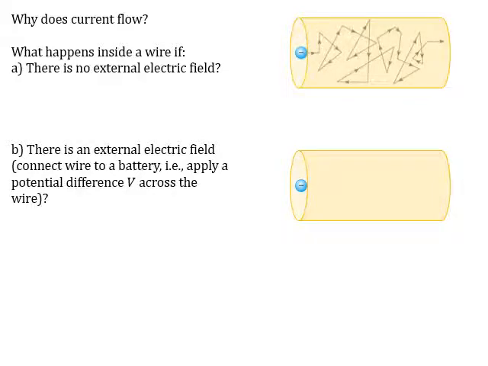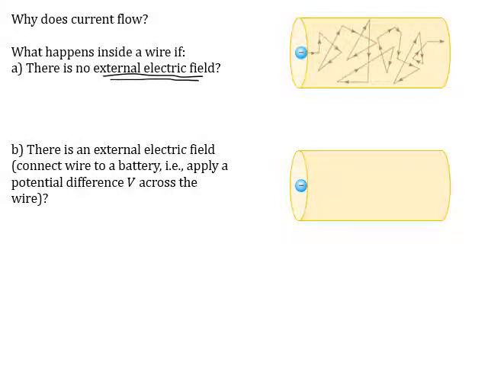The next thing we'll talk about is why does current flow? All of our work so far has been conductors in static equilibrium, when the charges are not moving around. So now we'll ask, well, why do they move? The first thing we'll ask is what happens inside a wire if there is no net external field?